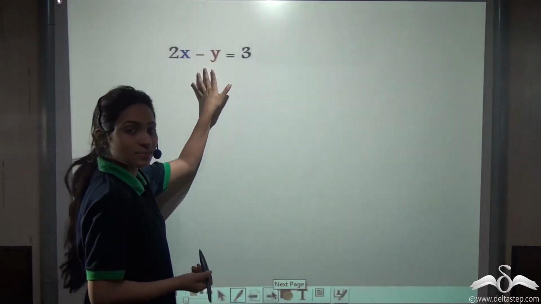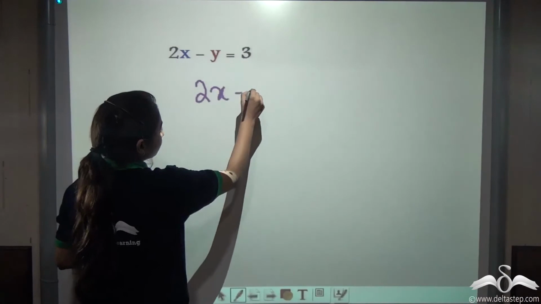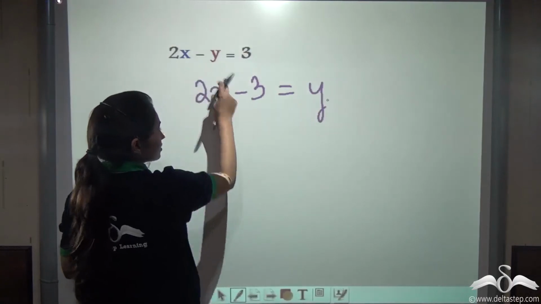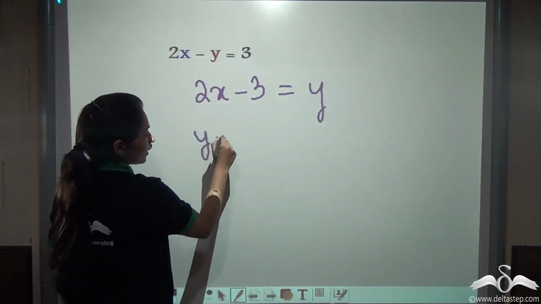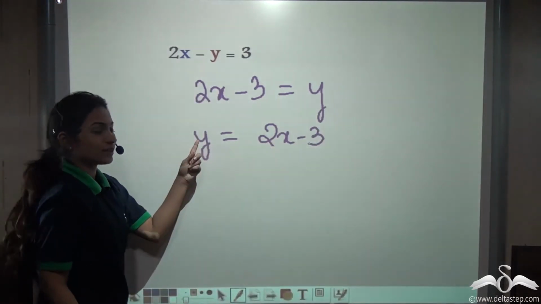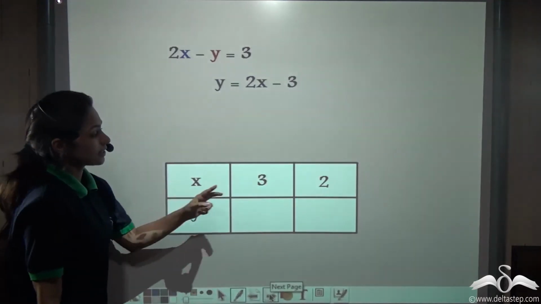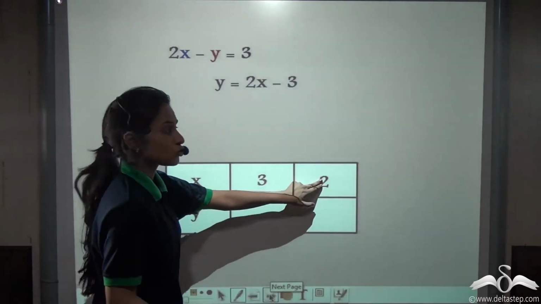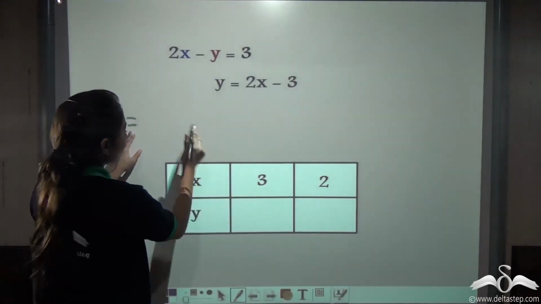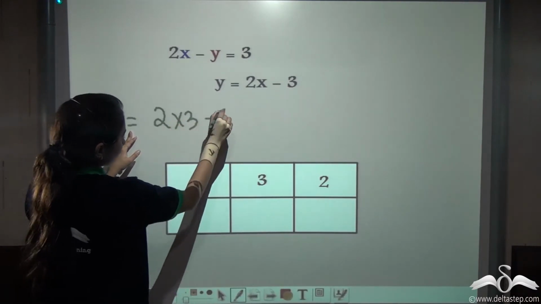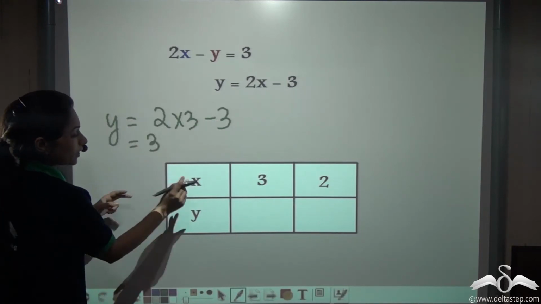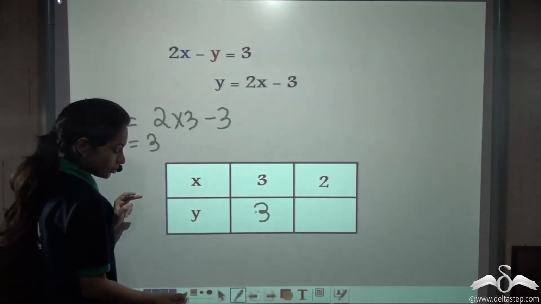So let us make y as the subject of this equation. We take y this side, it becomes positive, and 3 comes this side to become negative. So you can say that y is equal to 2x minus 3. Now we will put values for x and get the values for y. Let us take random values for x such as 3 and 2. Let us take x as 3 first. What will you get? 2 into 3, 6, and 6 minus 3 gives you 3. So when x is 3, y will be 3 for this equation.